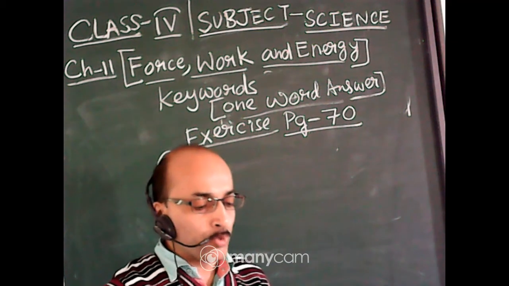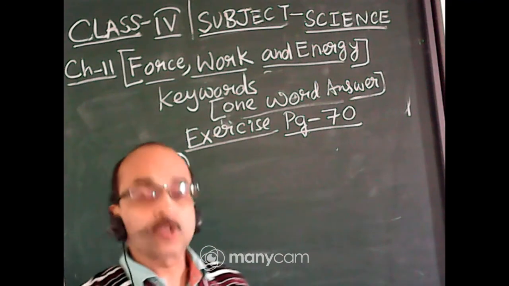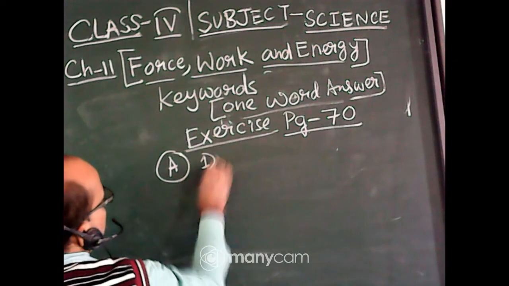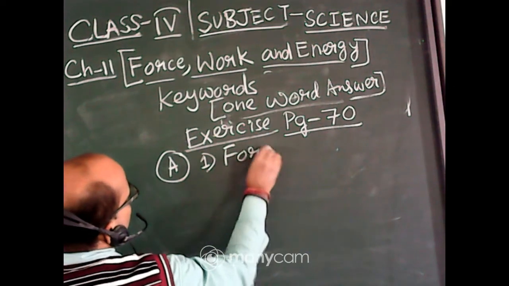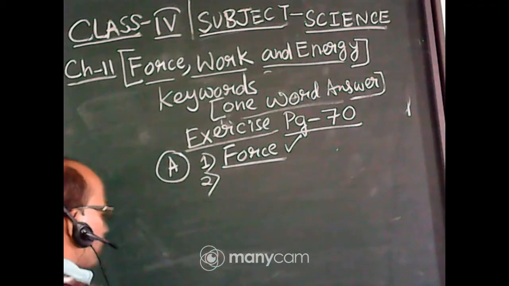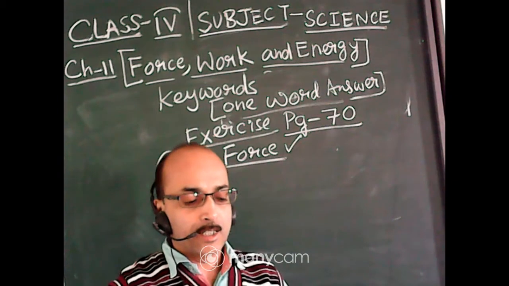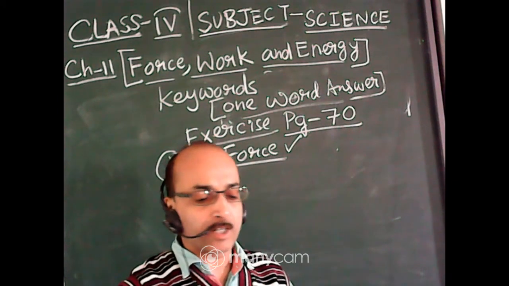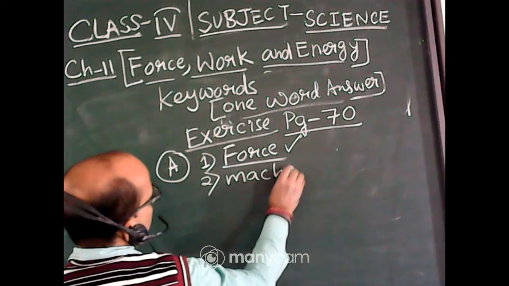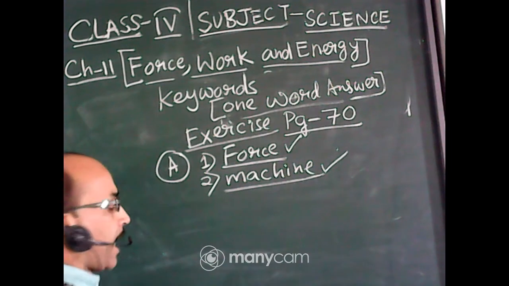Number 1. A push or pull applied on a body is called energy, force, work. It is force. Number 1 is force. Number 2. Simple dash is a device that makes our work easier and faster. Is it machine, appliance, generator? It is machine. So a simple machine is a device that makes our work easier and faster.